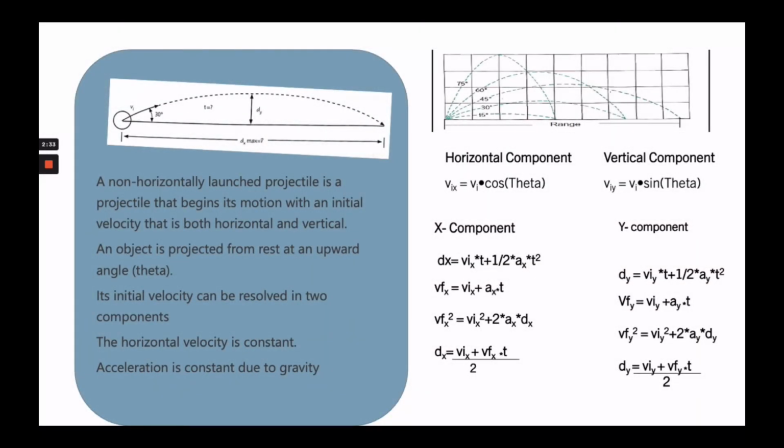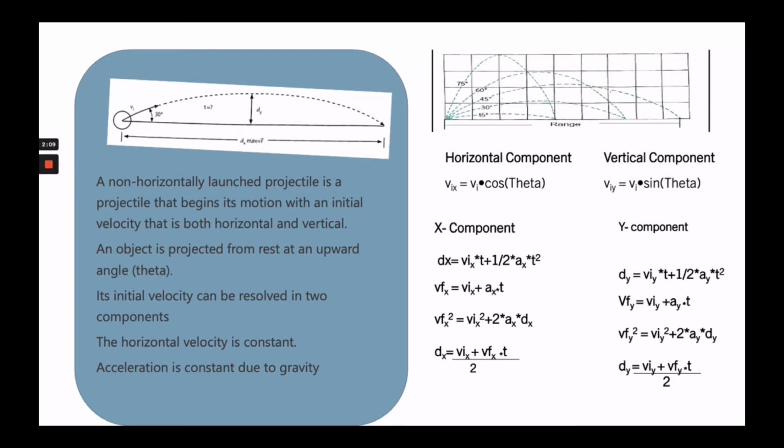Now, to solve problems regarding non-horizontally launched projectiles, it is best to know the important facts. And let's define what a non-horizontally launched projectile is. It is defined as a projectile that begins its motion with an initial velocity that is both horizontal and vertical.